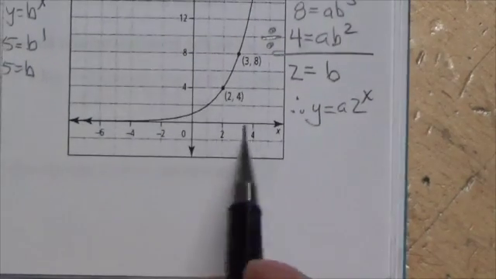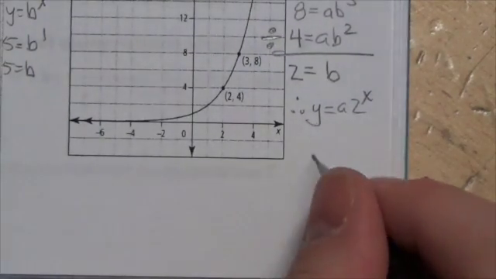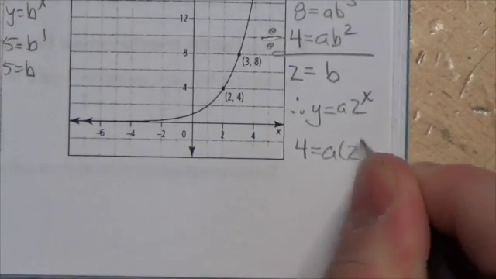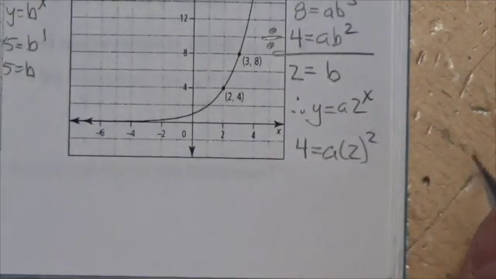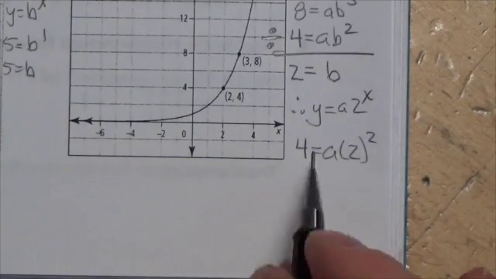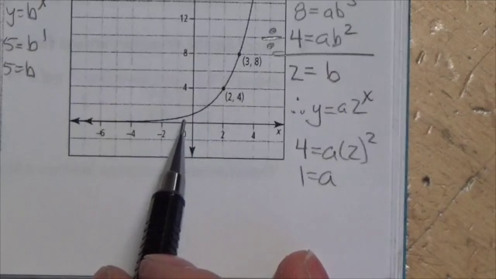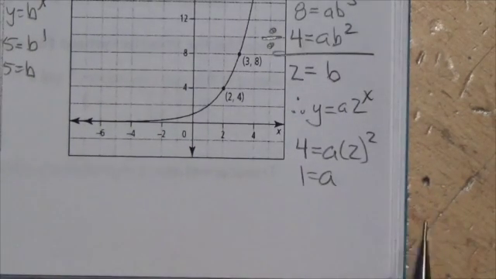Now let's just pick a point here, like for example that point 2, 4. So 4 is going to equal a times 2 squared. Well, 2 squared is 4, so a is in fact equal to 1. It looked like it was 1, but I didn't want to just read that off the graph in case it was something goofy like 0.9.